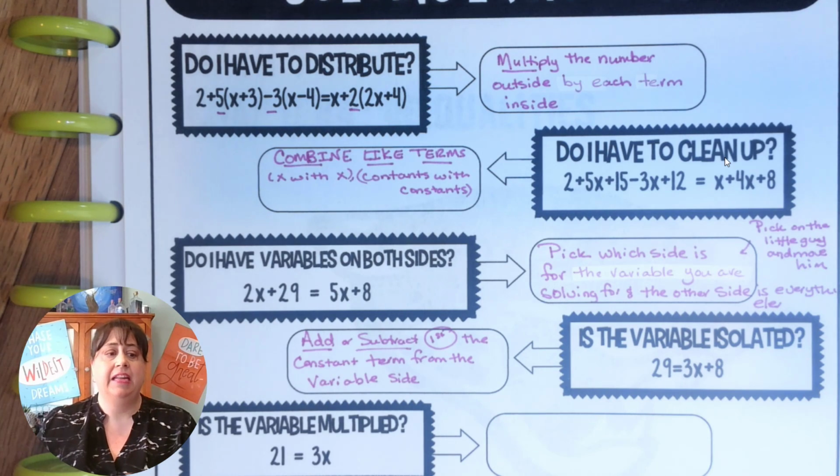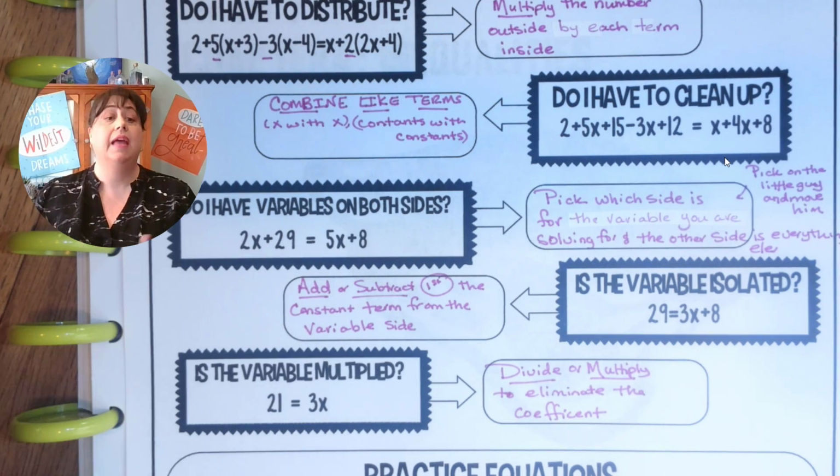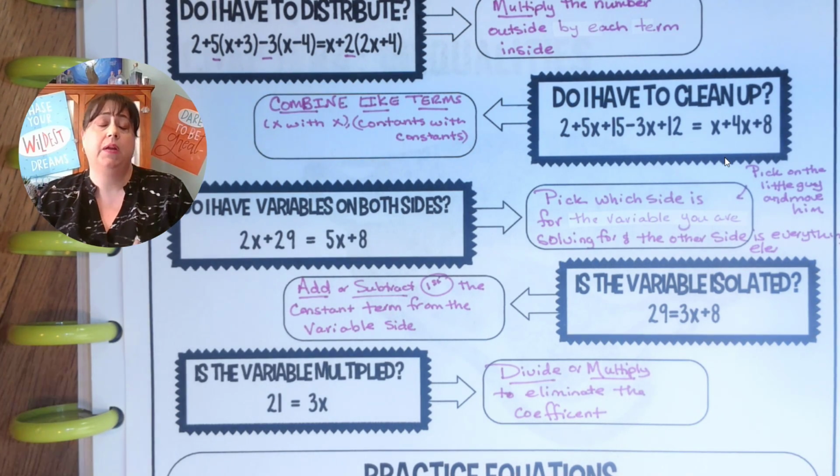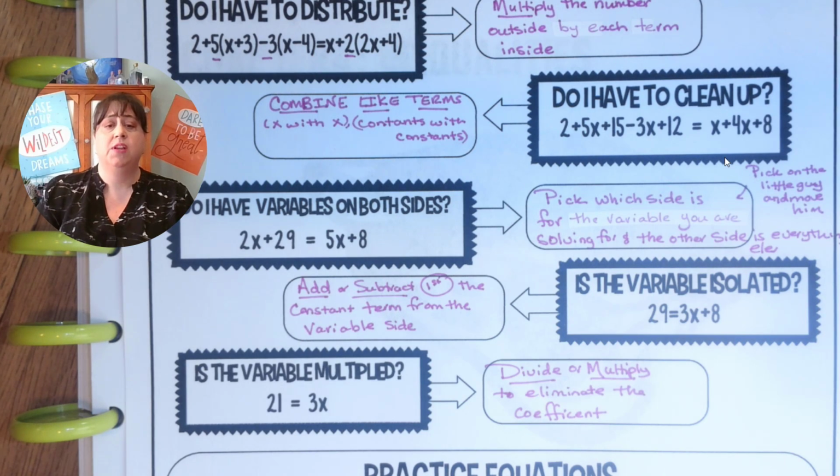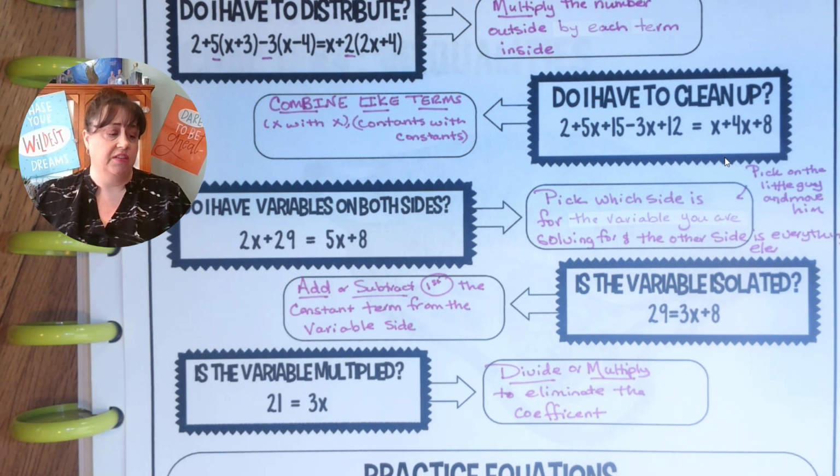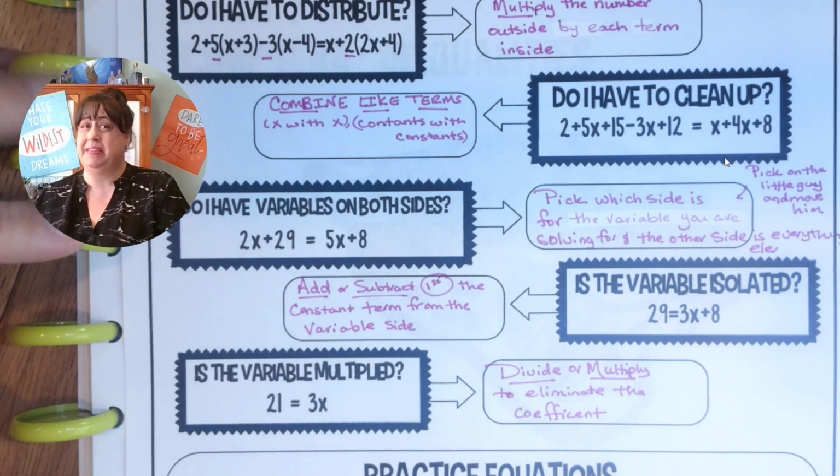So remember, you're adding and subtracting that constant term so that your variable term can be left alone. And then the last thing is, is that variable being multiplied or divided? And then you do the inverse operation to eliminate the coefficient. And that's pretty much all those steps.